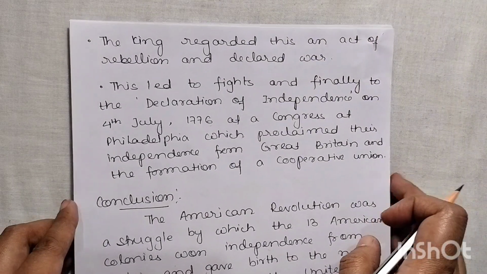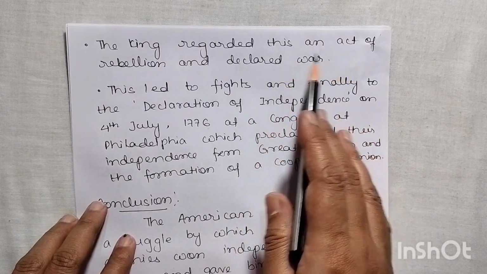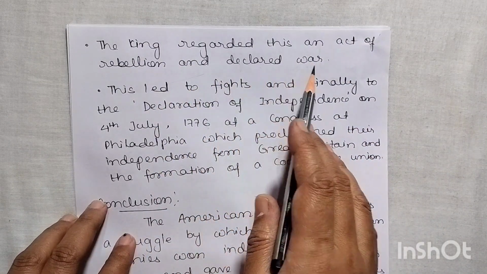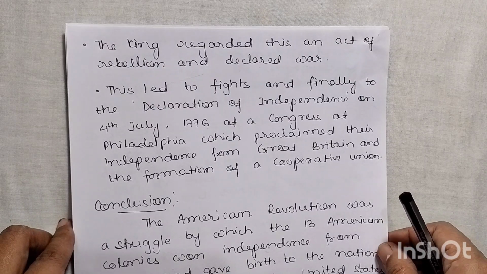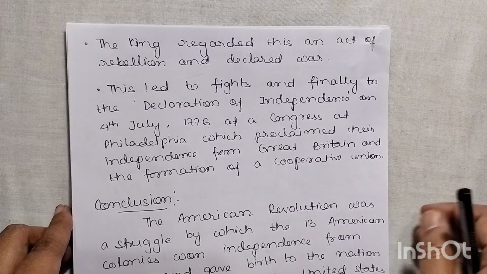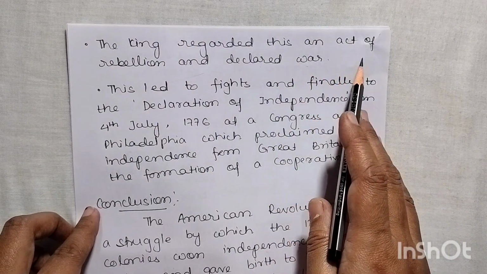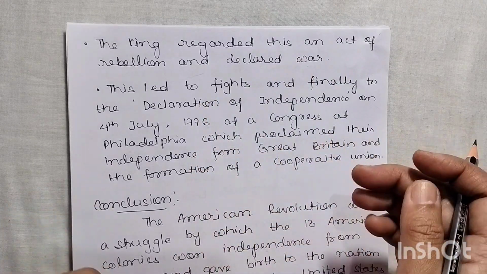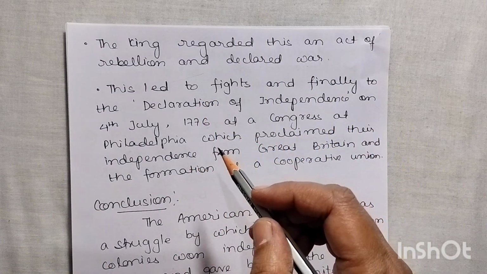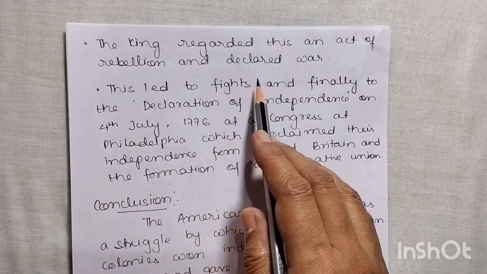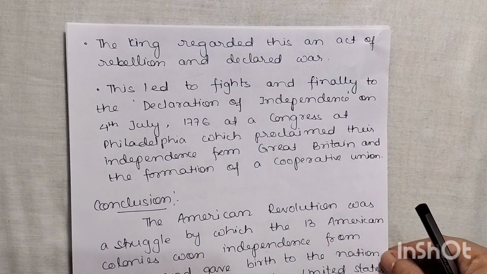But the king regarded this as an act of rebellion and declared war against these 13 colonies. So the king was not happy. Why did they come here with this proposal? And what did he do? He thought that this is a rebellion, that you are not listening to the rules and regulations that we are imposing on you, and they declared war against these 13 colonies.